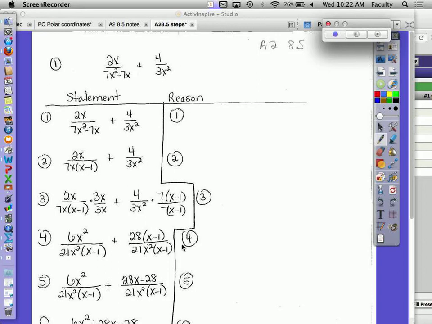So in a traditional geometry 2-column proof, what was the reason in number 1? Do you remember this from last year? Have you guys not done 2-column proofs? I don't think I remember doing any 2-column proofs. Okay, you're supposed to do 2-column proofs in geometry.